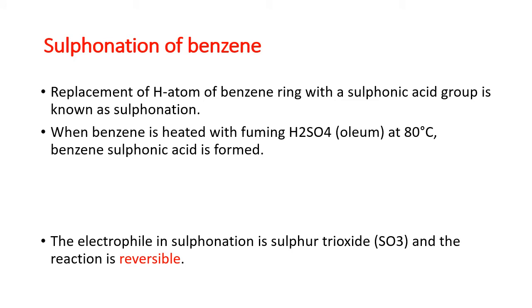Sulfonation of benzene. Replacement of hydrogen atom of benzene ring with a sulfonic acid group is known as sulfonation. For example, when benzene is heated with fuming sulfuric acid or oleum at 80 degrees Celsius, benzene sulfonic acid is formed.